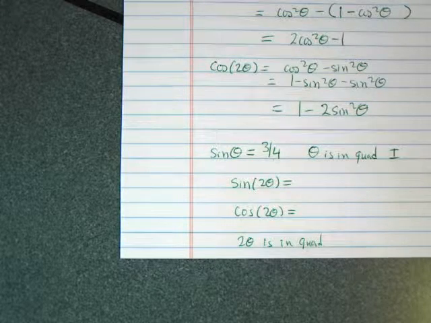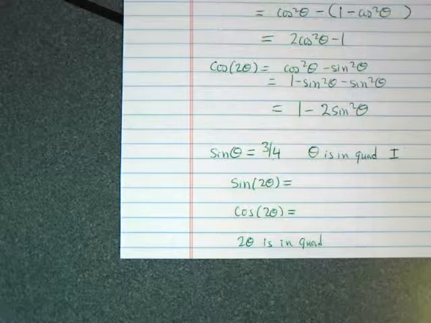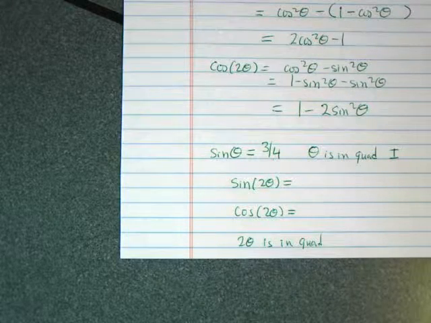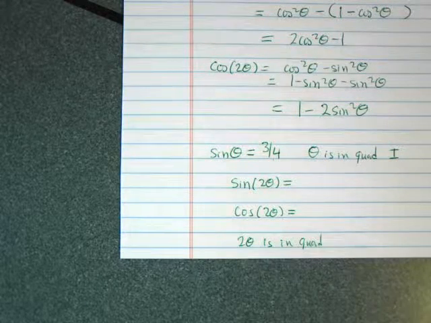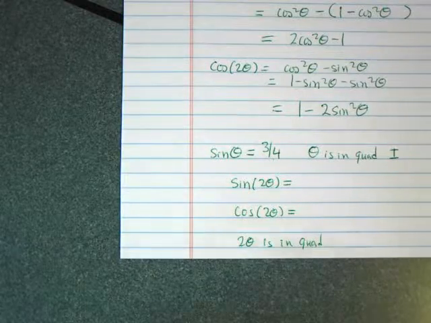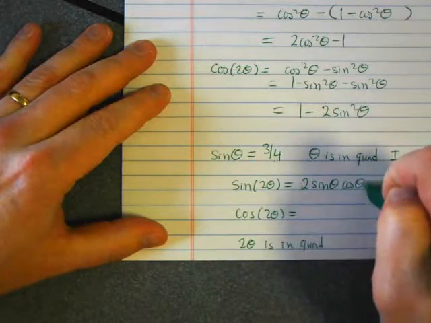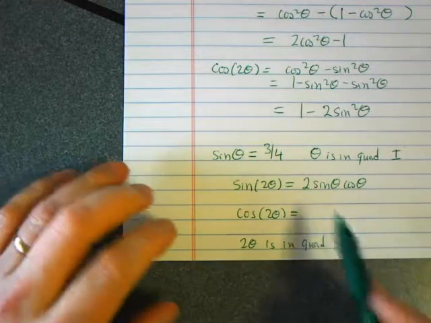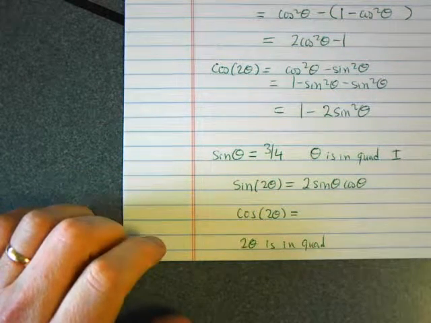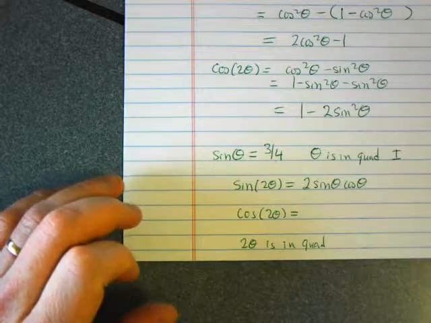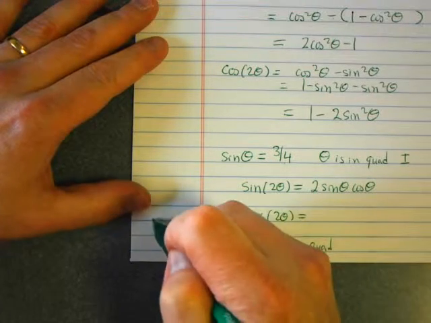What are you going to do? Use a double angle identity, okay. So what's the double angle identity for sine of 2 theta? 2 sine theta cosine theta. Do I happen to know sine of theta? Yes, I know sine of theta is 3/4. Do I happen to know cosine of theta? No, but I can figure it out. Very good. How do I figure it out? I draw a triangle.